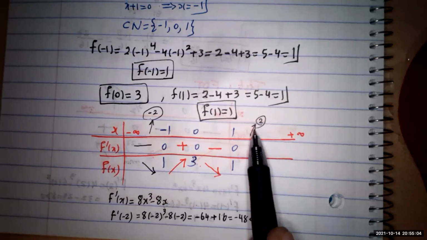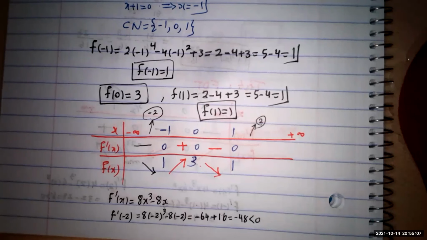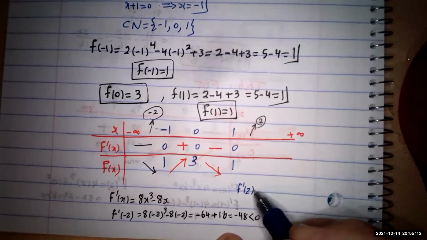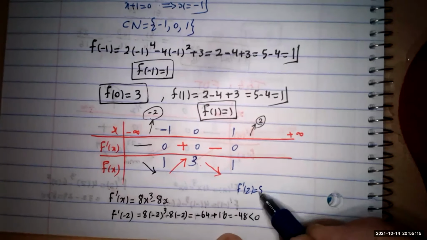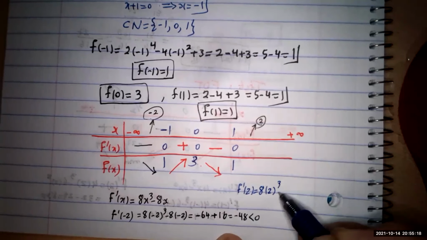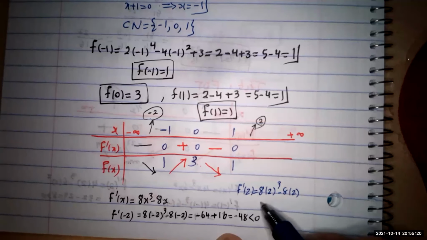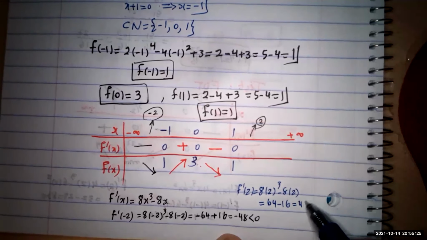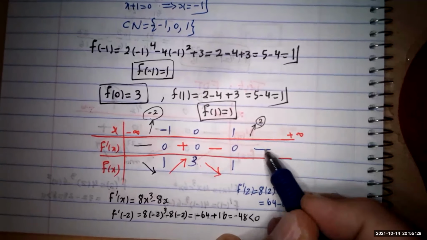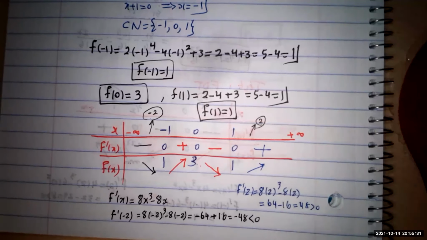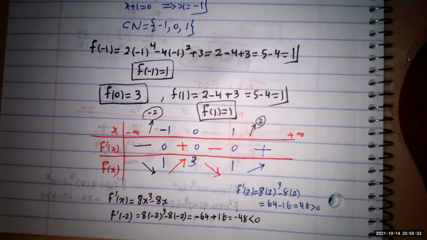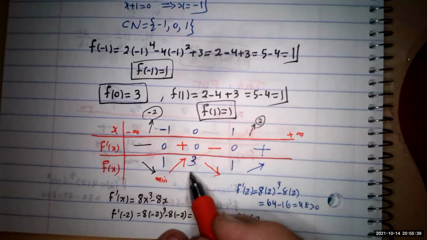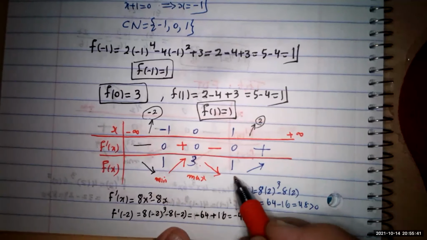So we have to check positive 2 here. Okay, so what's going to be f prime of 2? F prime of 2 would be 8 times 2 cubed again, minus 8 times 2. So that gives you 64 minus 16. That gives you 48, positive this time. So this is positive. Positive means up. Nice. Down, up, minimum. Up, down, maximum. Minimum.